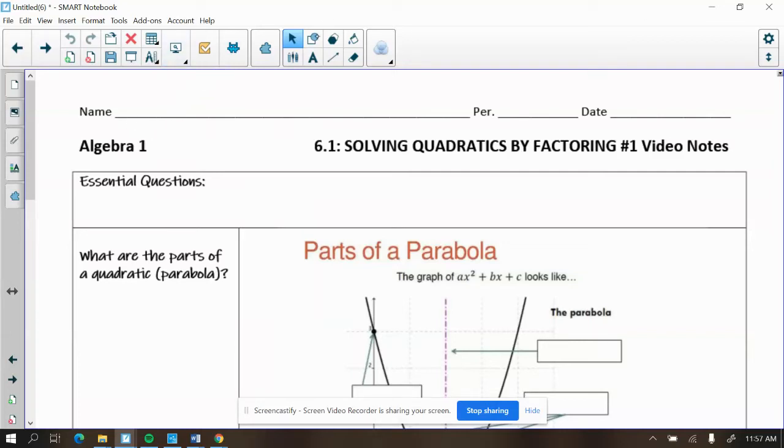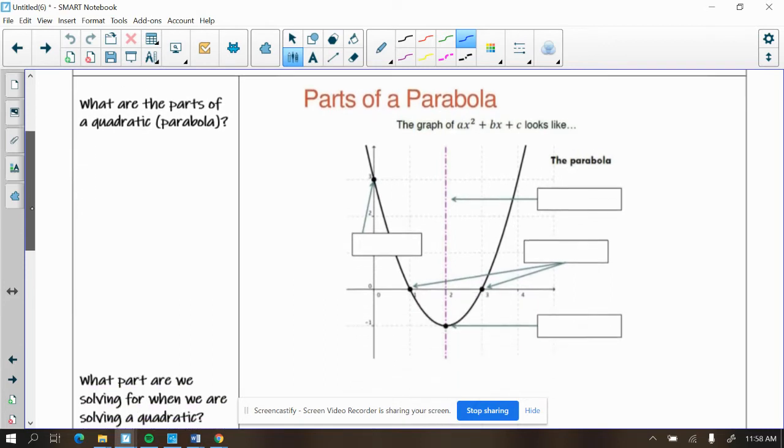Guys, all right, so we are going to continue with 6.1. We are now going to solve quadratics by factoring. We should already know how to factor. Remember, I said this is going to come back for us, so making sure that we remember how we were factoring would be perfect.